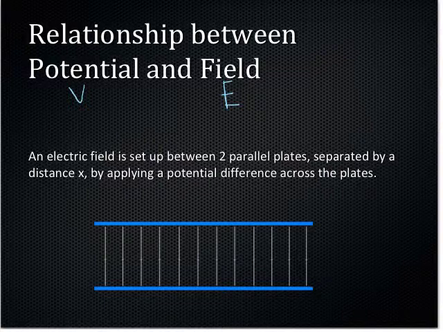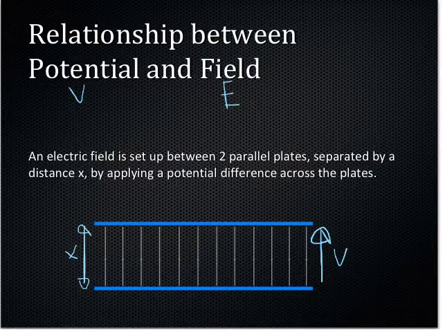Now, if we have a distance x, we have a potential difference. The arrow here always points towards the higher potential, which is on the top, because remember that's positive, that's negative. Now if we're going to do everything with a positive test charge, and we're going to move a positive charge from the negative plate up to the positive plate, we've actually got to do some work on it to get it there.